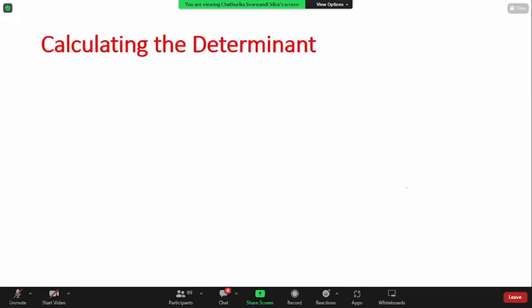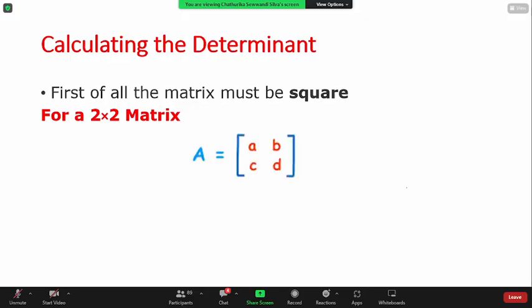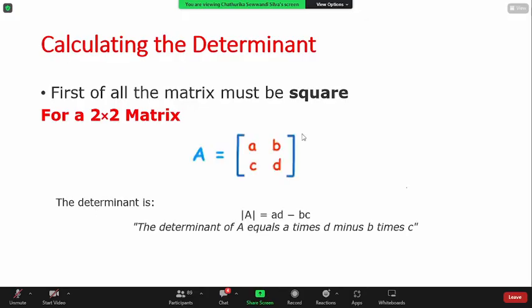Right, calculating the determinant. First of all, the matrix must be square. For a 2 by 2 matrix, it is AD minus BC, what we have just talked about. So for a square 2 by 2 matrix, first you go in this direction for AD, minus BC. The determinant of A equals A times D minus B times C.